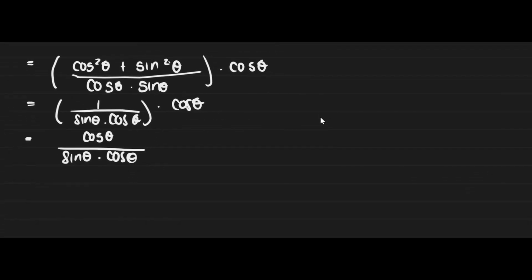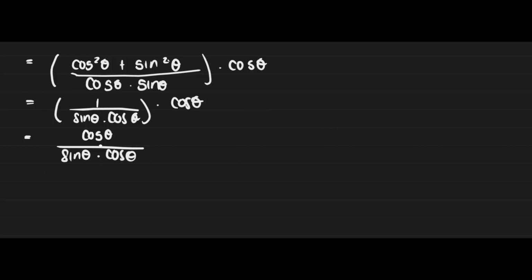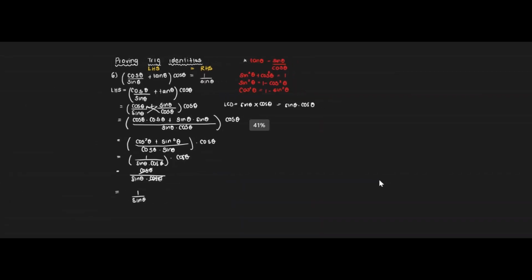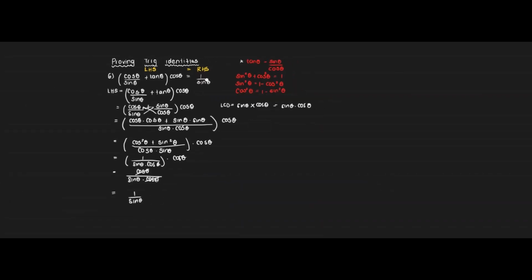Then now what can we do? We can cancel out because of these multiplications. So this one and this one are going to cancel out. So what are you going to be left with? You're going to be left with 1 over sine theta. So now let's check whether what we got in the left hand side is exactly what we need in the right hand side. We see the fact that our right hand side was what? 1 over sine theta, and we got 1 over sine theta. So this is equal to the right hand side. So you're done proving.